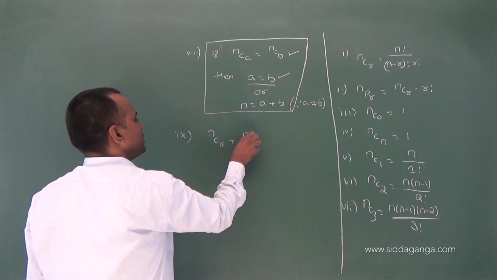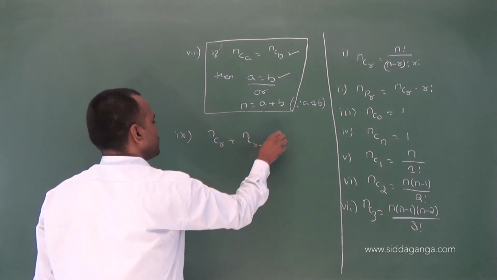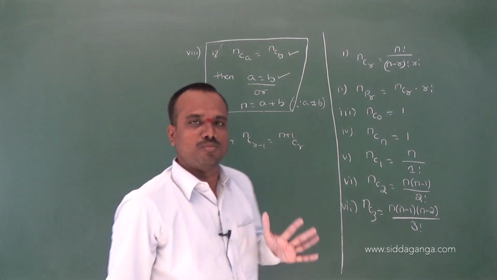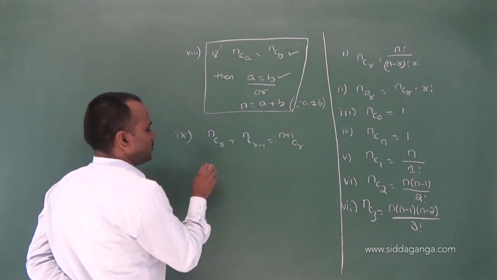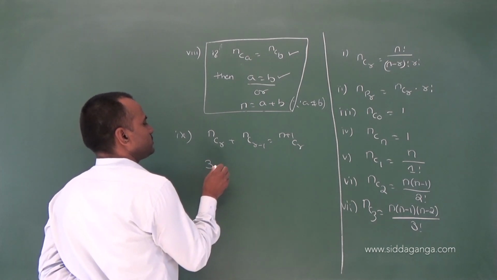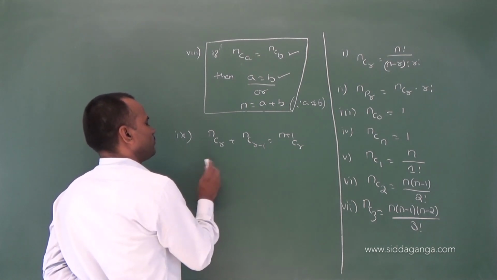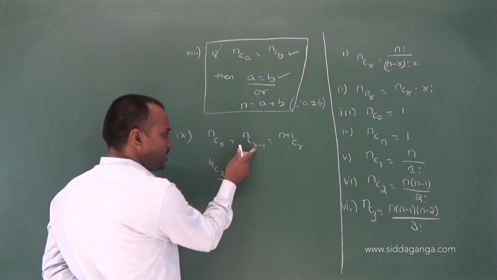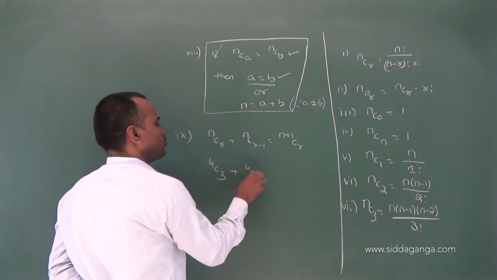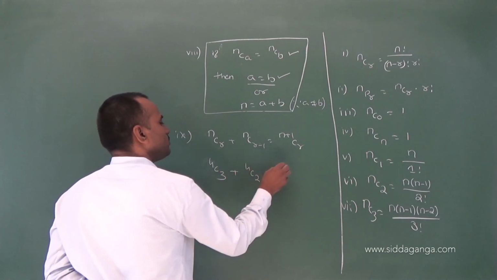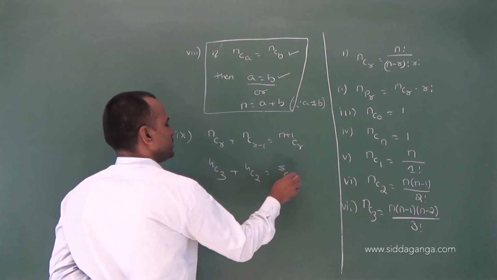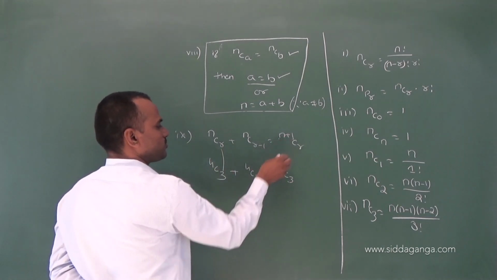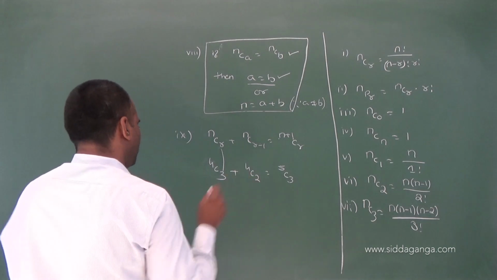I think the ninth note: nCr plus nC(r minus 1) is equal to (n plus 1)Cr. So, we are not understanding properly, sir. For that, what I do: take 4C3 plus 4C2, which is 5C3. Here r is 3, and n plus 1 is 5. We will check out all the results.